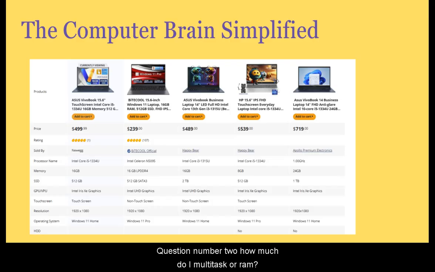Question number two, how much do I multitask, or RAM? Think of this as how many things do I keep in my short-term memory at the same time? If you open many tabs, use Zoom, and run multiple apps, 16 gigabytes of RAM or more is ideal. Now, for very basic use, 8 gigabytes of RAM can work. For heavy multitaskers or professionals, 24 gigabytes of RAM or more is excellent.